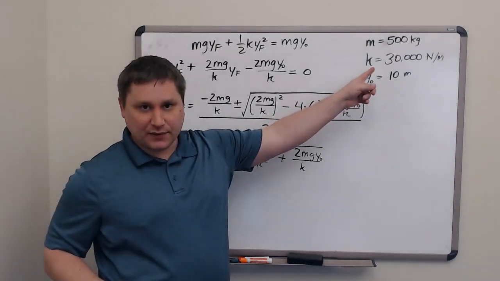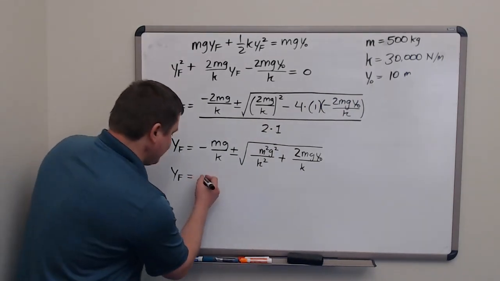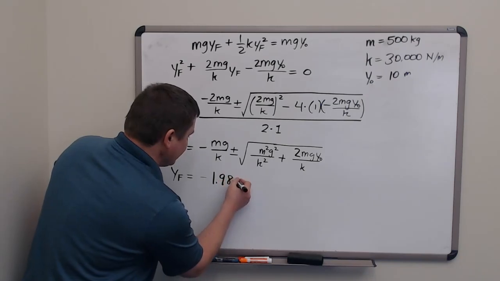Plugging in the values that we were given at the start of the problem, we will come up with a value of yf of negative 1.98 meters.